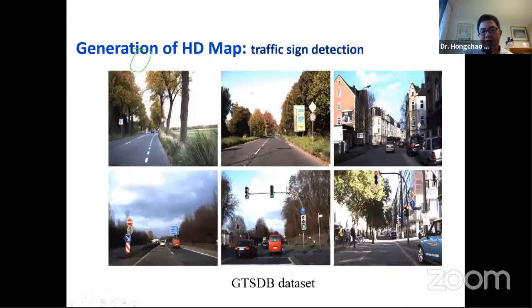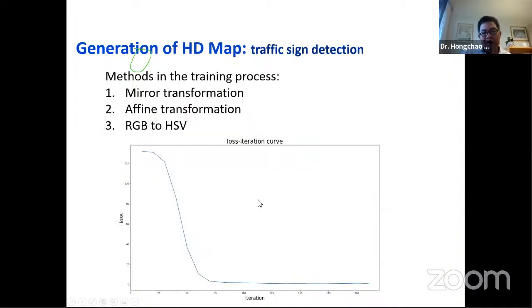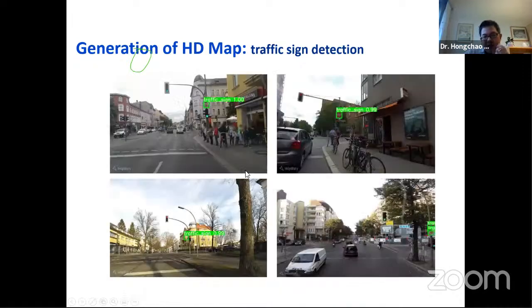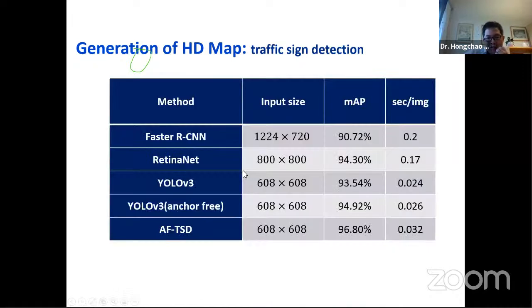We also tested our results in the Berlin area. This is a loss function. This is the pre-processing. We use mirror transformation, affine transformation, and RGB to HSV conversion, and you can see the results are quite good.